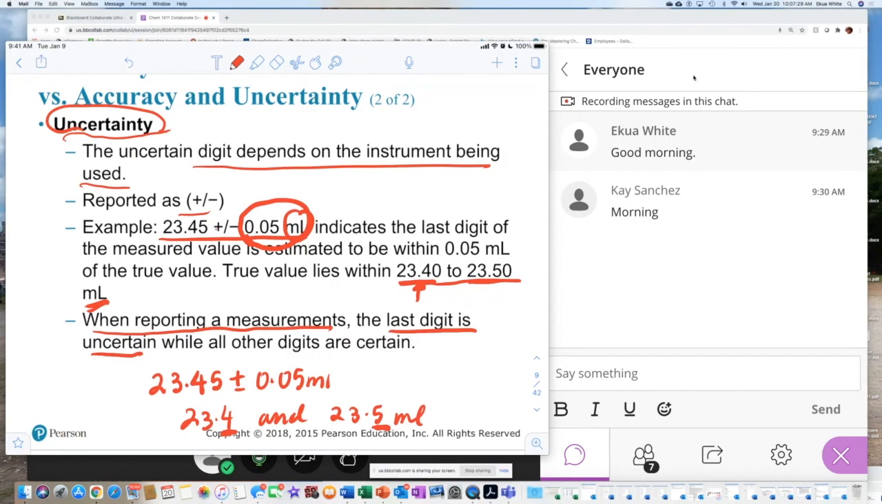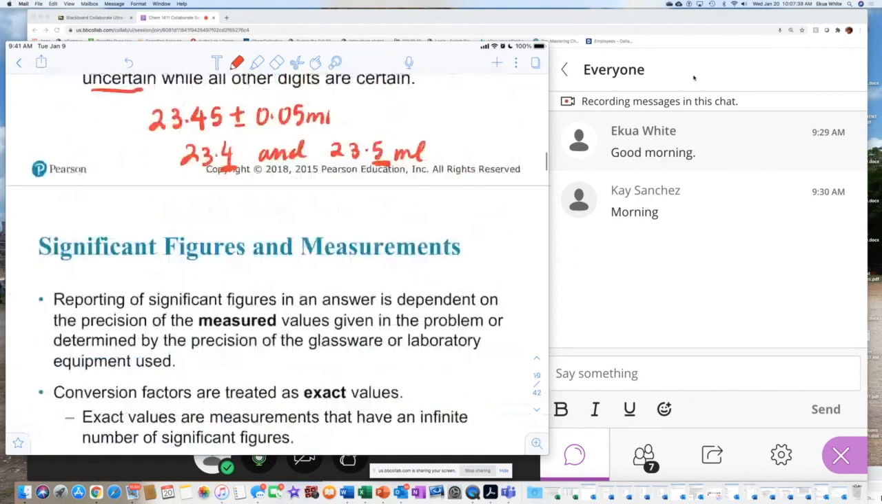And when we meet on Monday, I'll have some worksheets for you guys so we can work on how to read a graduated cylinder and figure out the value of the increments.